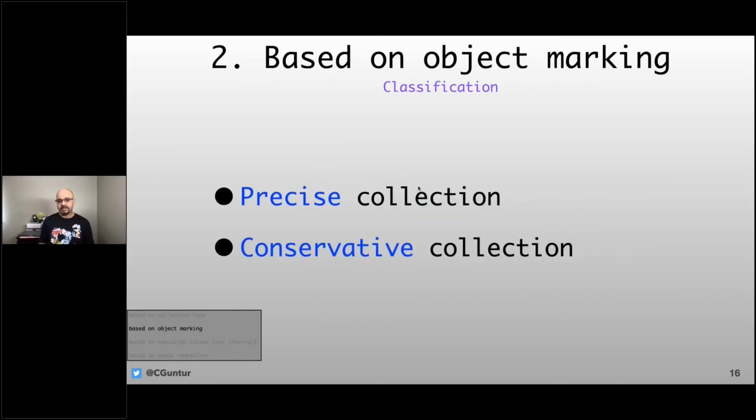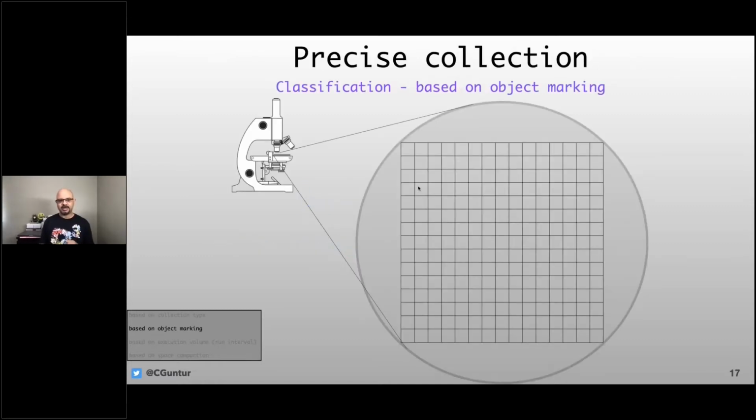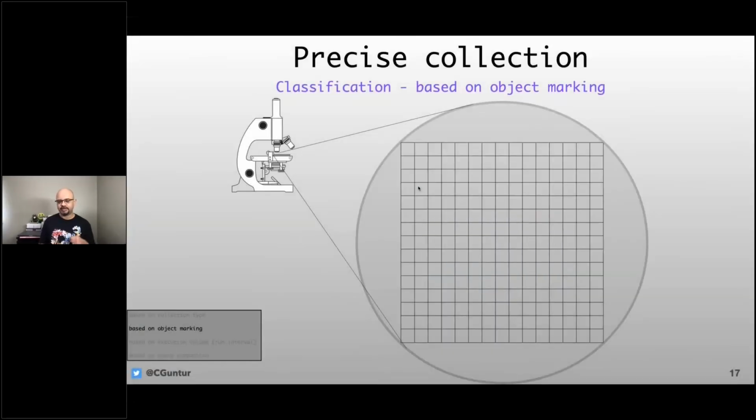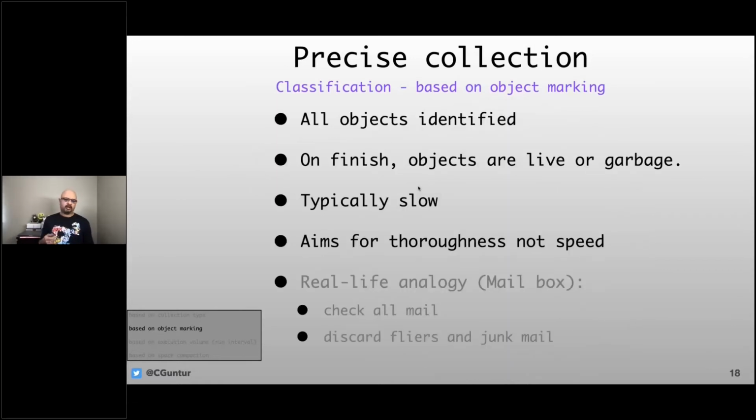Now, the second type of classification we'll look at is based on object marking. Is it a precise collection or is it a conservative collection? And let's go deeper into this. A precise collection is like you taking a microscope to every single mail that is coming in to determine if it is addressed to you or it is junk. So you're being very precise. You're looking at everything and deterministically evaluating whether it is a garbage or a live thing that you're looking at. In a real life analogy, you check all the mail and you discard every flyer and junk mail, even if it is addressed to you. You're opening that, you're determining that this is not something that's relevant to you, and you're putting it in the trash pile. And that is what a precise collection looks like.